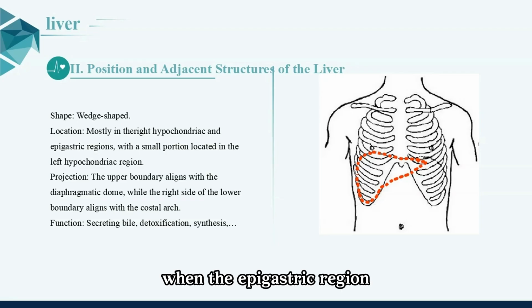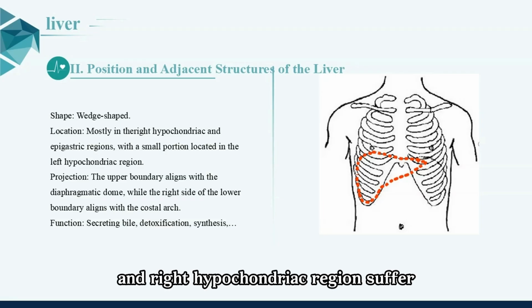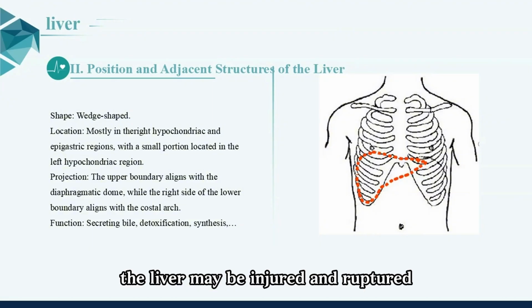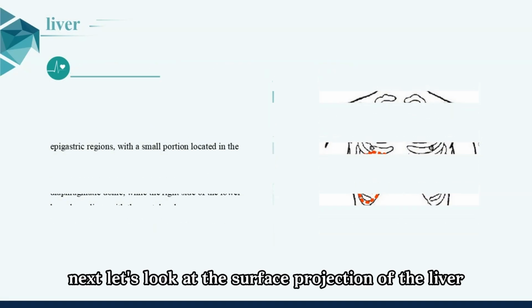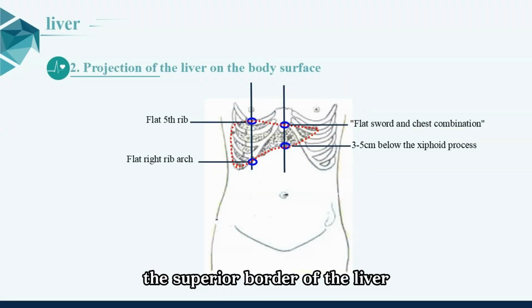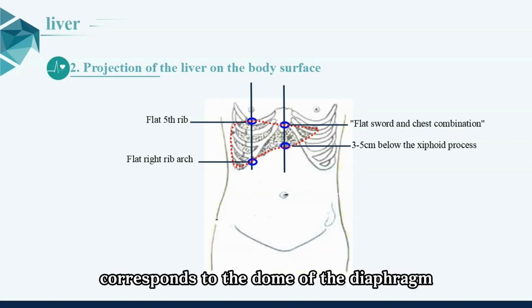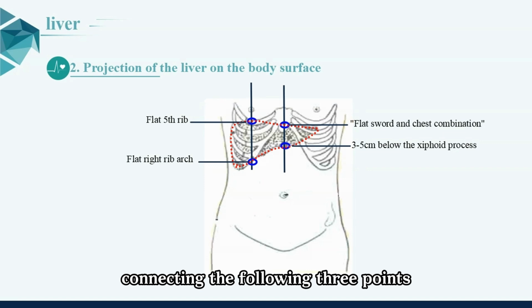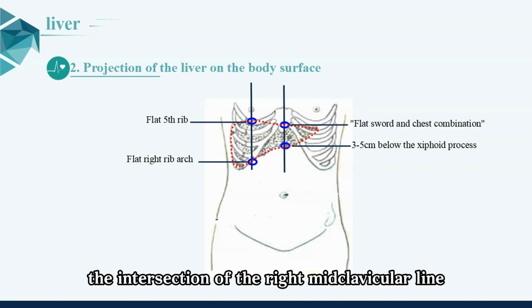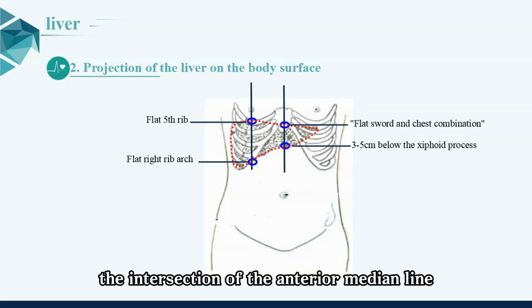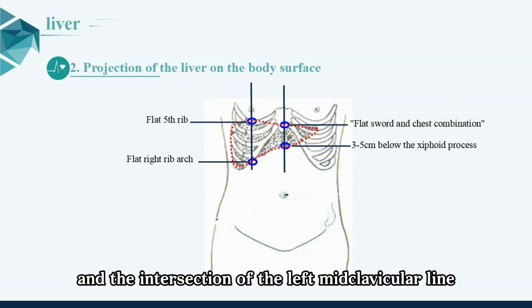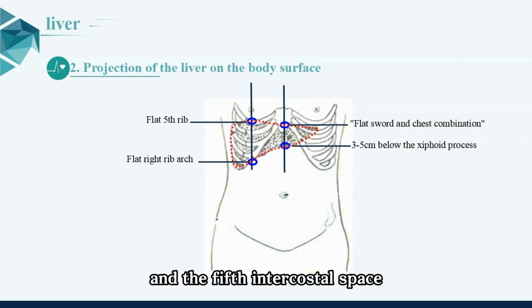When the epigastric region and right hypochondriac region suffer violent impact, or rib fractures occur, the liver may be injured and ruptured. Next, let's look at the surface projection of the liver. The superior border of the liver corresponds to the dome of the diaphragm. It can be represented by a line connecting the following 3 points, namely, the intersection of the right midclavicular line and the fifth rib, the intersection of the anterior median line and the xiphisternal joint, and the intersection of the left midclavicular line and the fifth intercostal space.